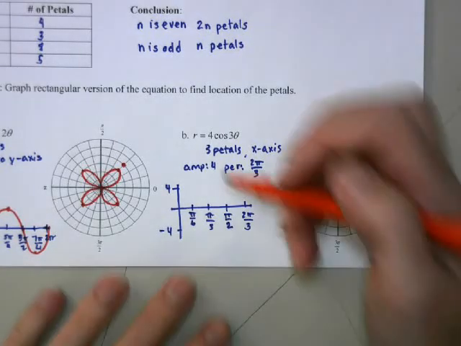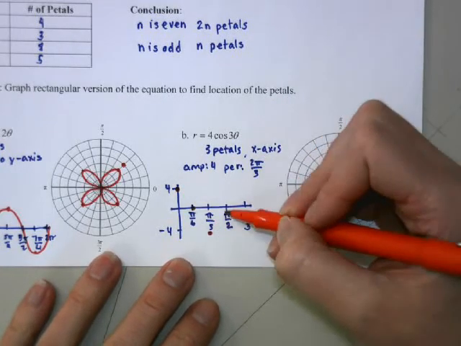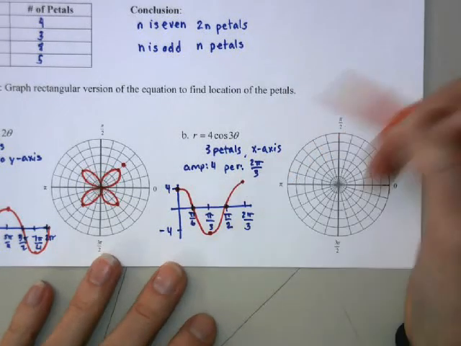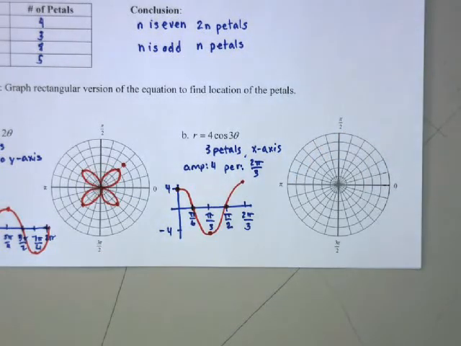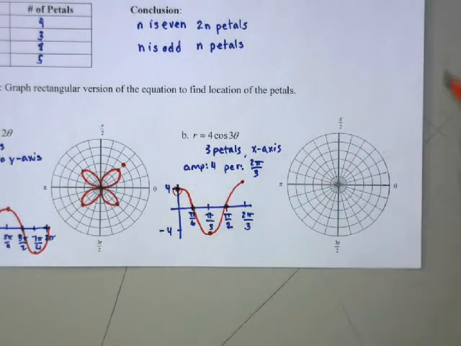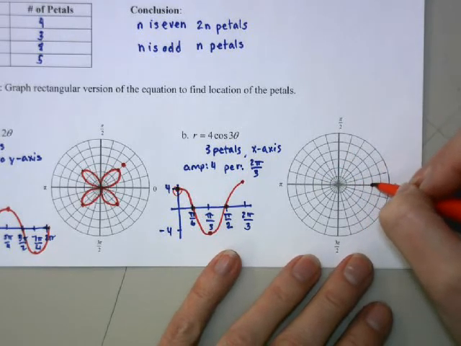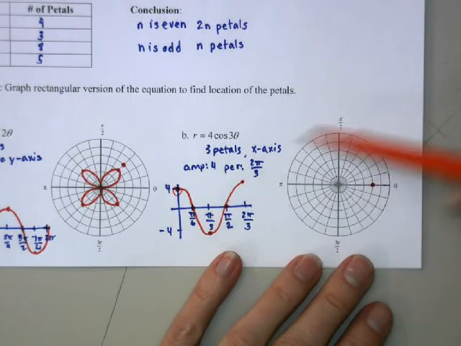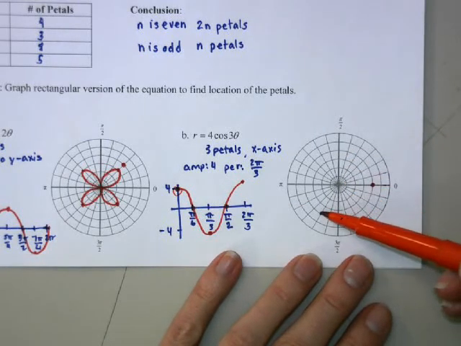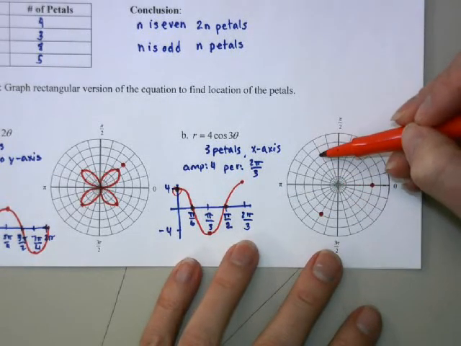This one is a cosine, so it's going to start at the maximum, then go to the midline, to the minimum. And we could continue the graph, but from this, we have our locations. The location of the first petal is going to be at 0 degrees out 4. 1, 2, 3, 4. The second one's going to be at pi over 3, which would be up here, but at negative 4. And the last one's going to be at 2 pi over 3 at positive 4.